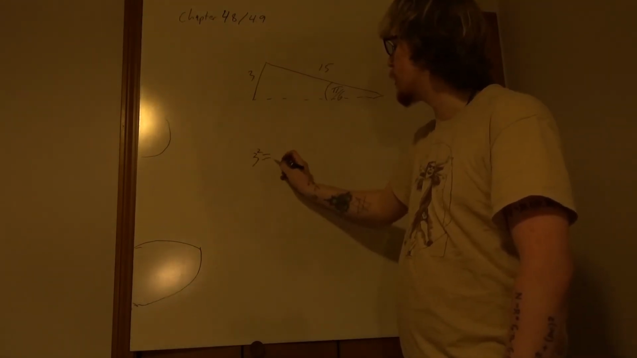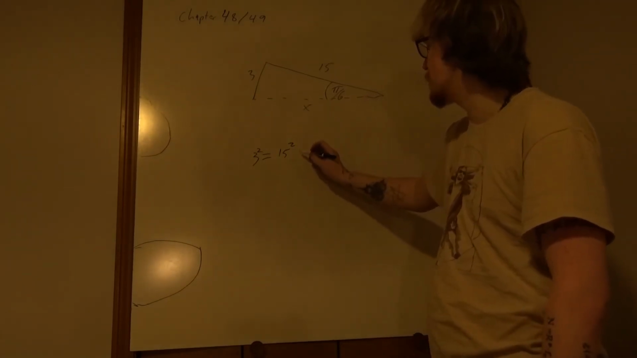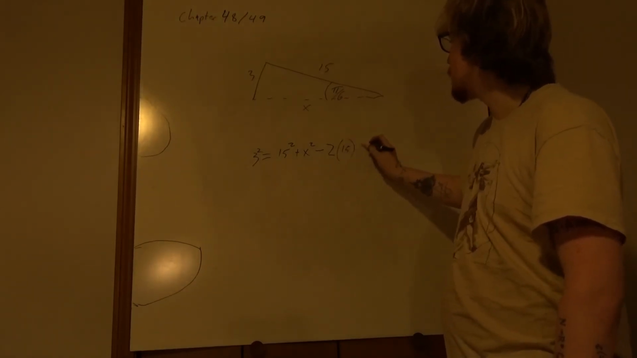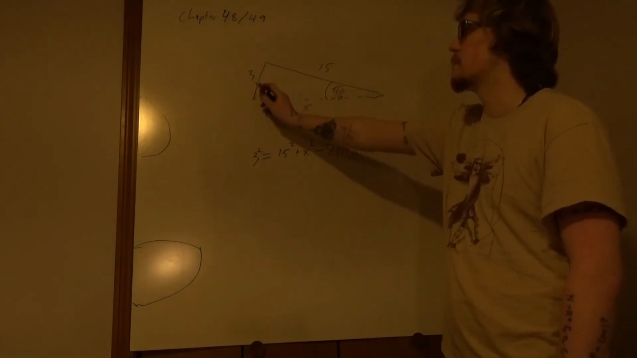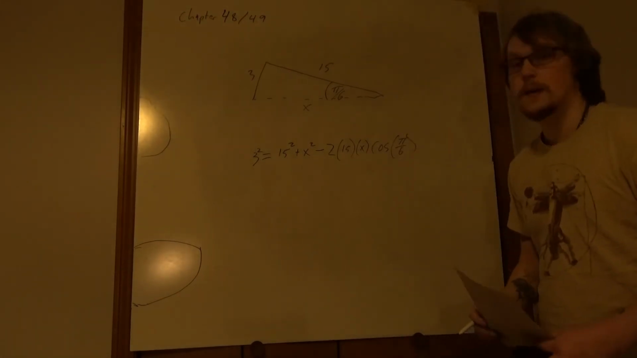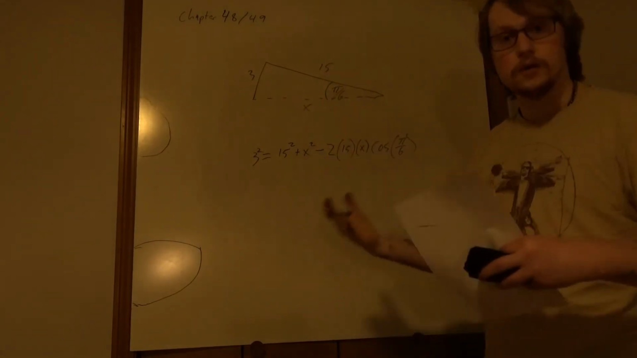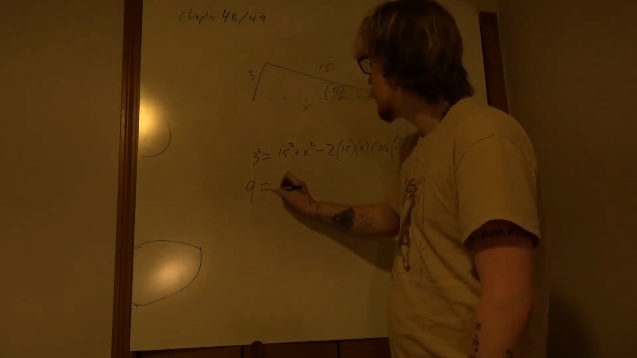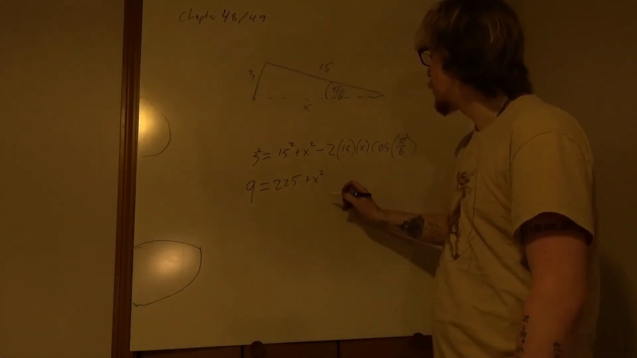So this is going to be 3 squared is equal to 15 squared, and if we call this other side x, plus x squared minus 2 times 15 times x times the cosine of the angle opposite the side length of 3, which is pi over 6. And I have to set it up this way because I don't have the angle between the two known side lengths, so I have to do some algebra. So we can start simplifying. So this is 9, this is 225, this is still just x squared.